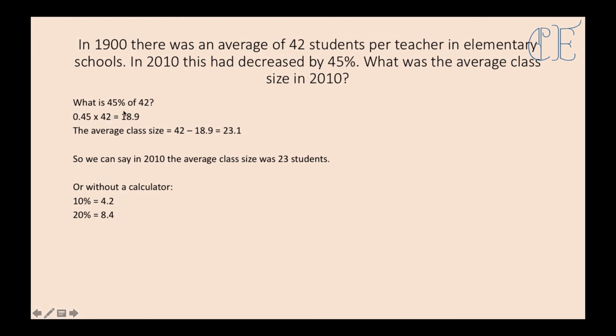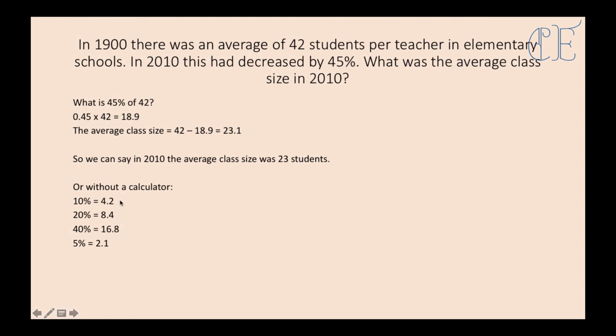Now I need 45, so I thought what would probably be best is taking this 20 and doubling it again to give me 40. So if I double 20, it gives me 40. So if I double the answer, it gives me 40%. Then the last one I needed 5%. Well, 5% is half of 10. So I just halved this number to give me 2.1.